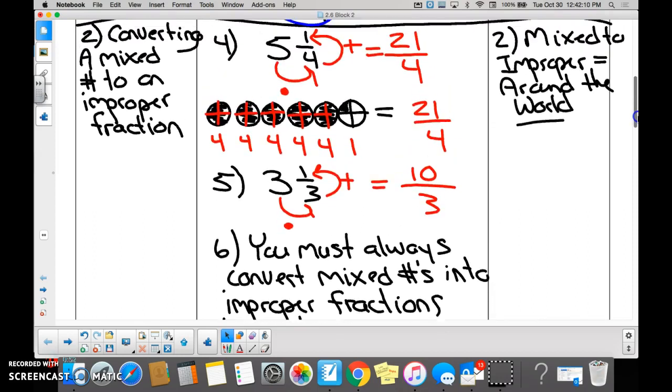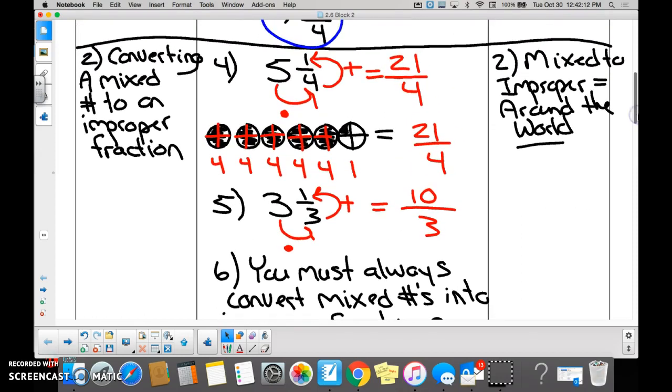What is the method we use for converting from a mixed to an improper? Which means you start at the whole. I'm going to use my green. Green is what I usually use to show what we're doing. So we have 5 1/4, right? You start at the whole number, the 5, and you multiply it by the 4, which is the denominator.